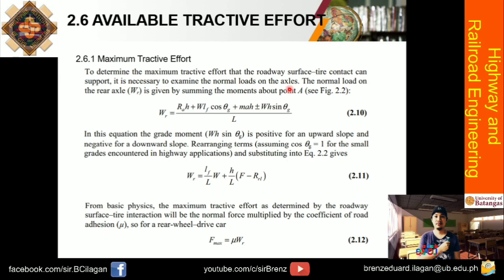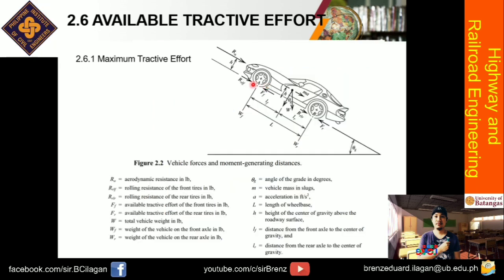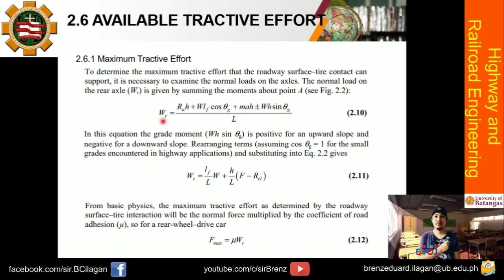Point 2.2 is what we are looking at. So, where is your point A here? It's this front axle. So, you only take moments about this point. And then the forces will give you this equation: W sub R is equal to RA multiplied by H plus W L sub F cosine of theta sub G plus mass A H and then plus or minus W H sine of theta G. On the next statement, I will discuss when it is positive or negative. And then over L, or the moment arm of W sub R.